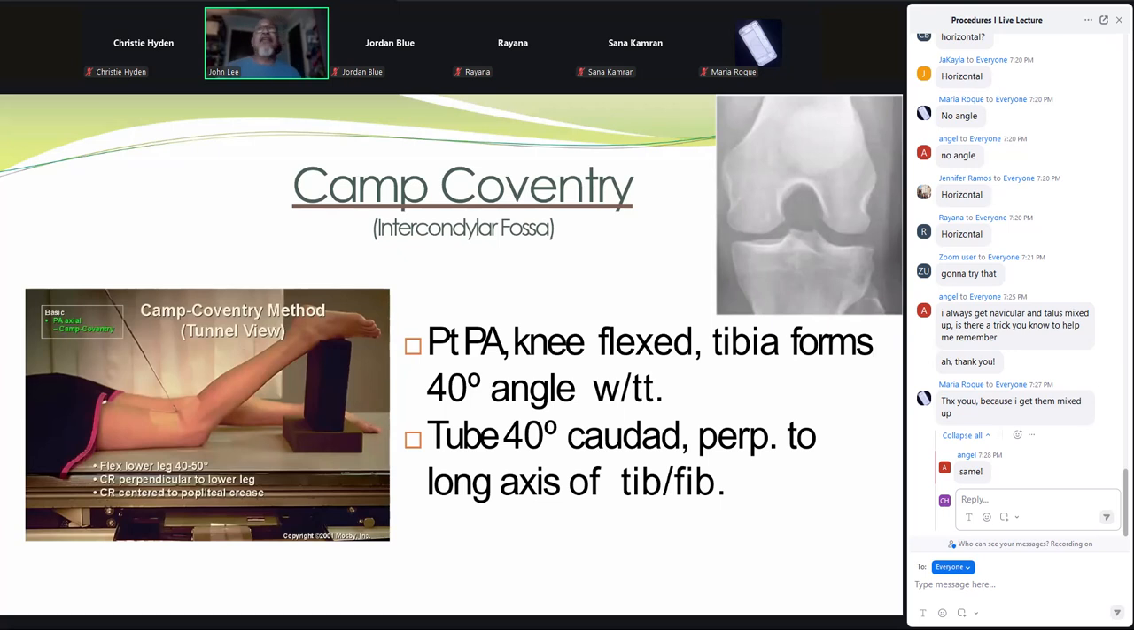Special views of the knee. Looking at the intercondylar fossa, the first of which being the Camp Coventry, otherwise known as a tunnel view. Now, the patient is going to be completely prone, and the knee will be flexed 40 to 50 degrees with the foot being supported.